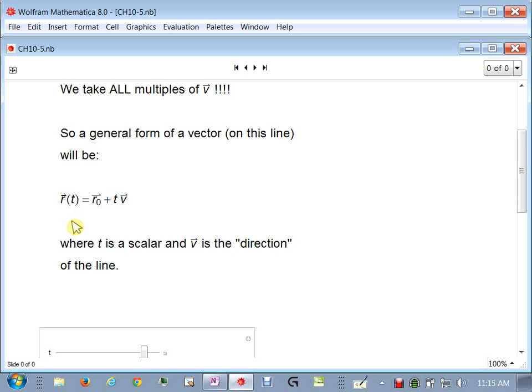What is it that we need to know, though? I mean, think about this. If someone says, hey, give me the vector equation of a line, you need to know, God bless America. I don't know what we're going to do.